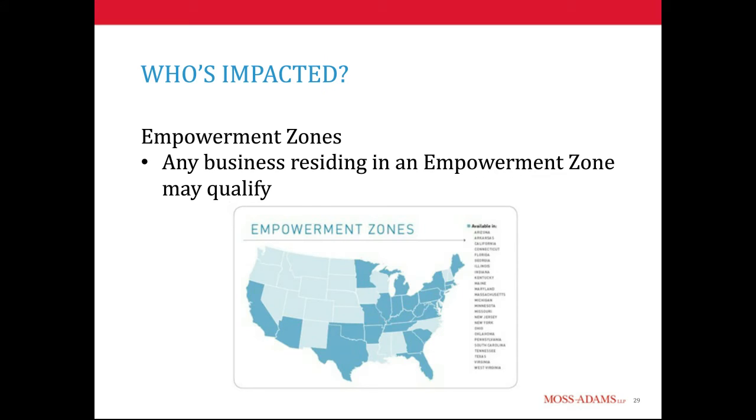As mentioned before, essentially any business residing in an empowerment zone may qualify as long as they are hiring employees who also live in the zone. You'll see on your screen we have a map that identifies states that currently have empowerment zones. Those states are those in dark blue. There can be more than one zone per state, and as I previously mentioned, the size of the zone can vary pretty significantly. But this just gives you an idea of where zones are located in the United States. For more details, we do have information on our website if you'd like to learn more.